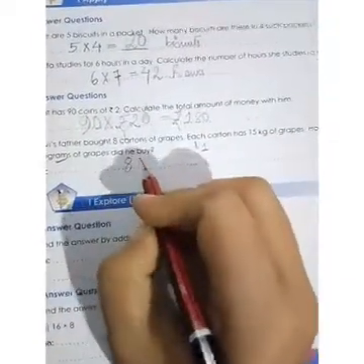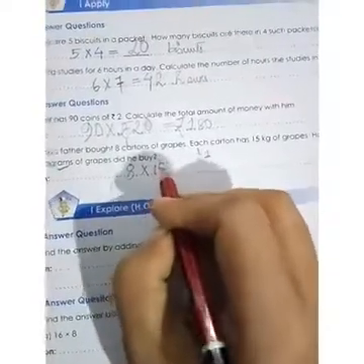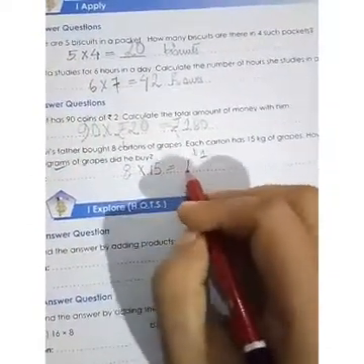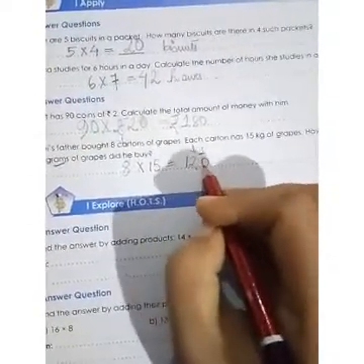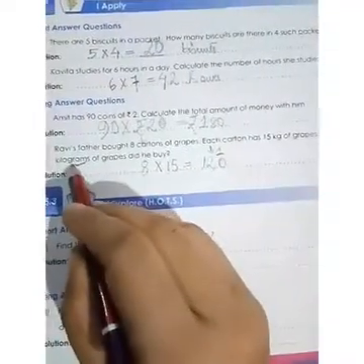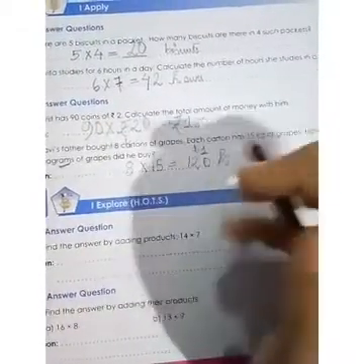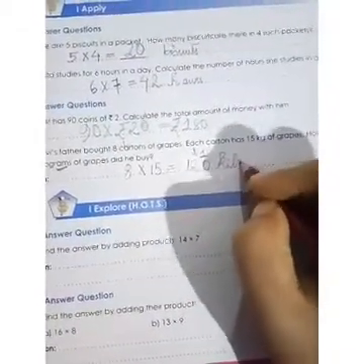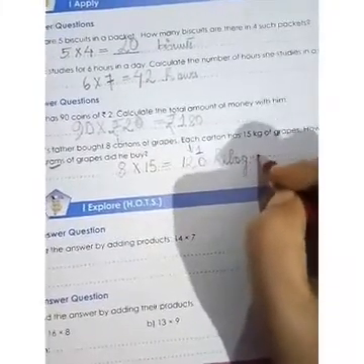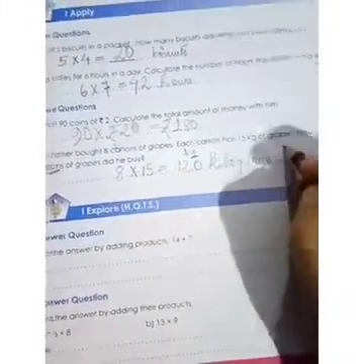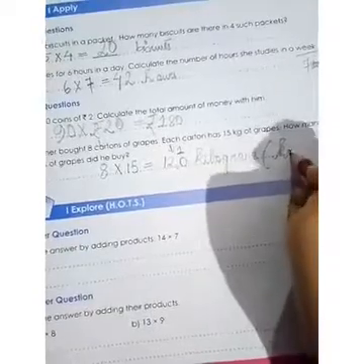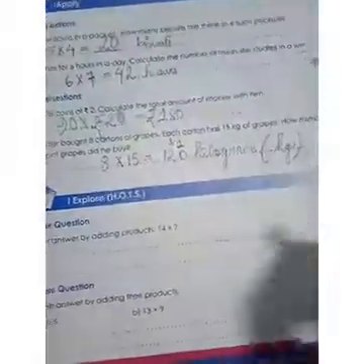So each carton has how many kilograms? 15. So you multiply 8 into 15. What is the answer you get? 120. The answer is 120. But remember one thing, children, the unit is kilogram. So you write kilograms here. Similarly, for the number 180 you have written rupee. So this is weight. So it is kilograms, or kilogram is short for kg also. You can write 120 kg.